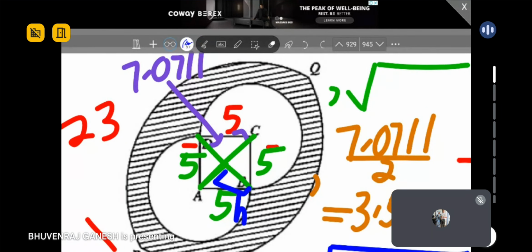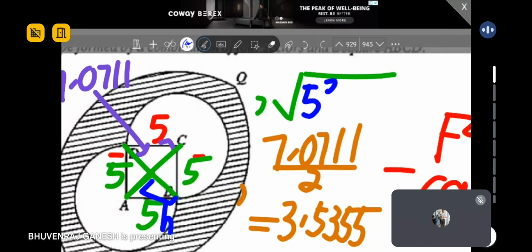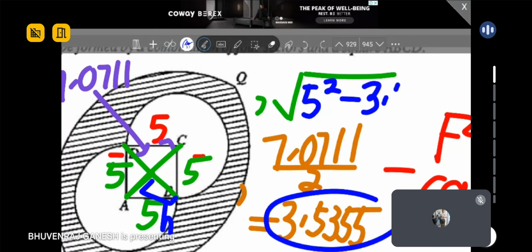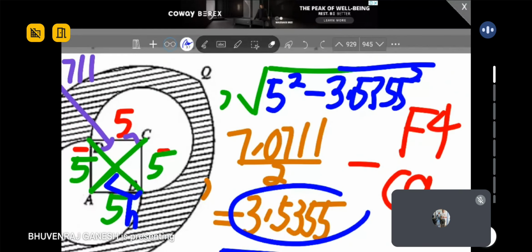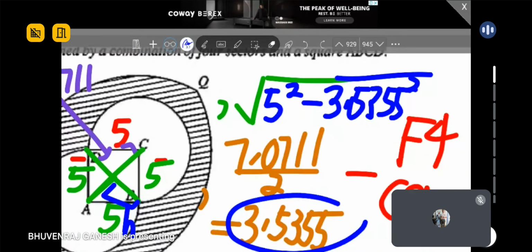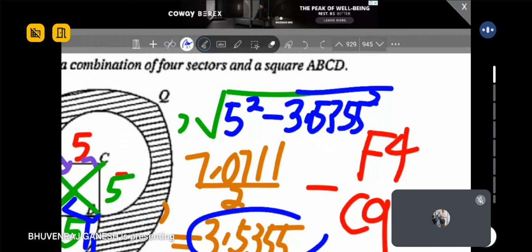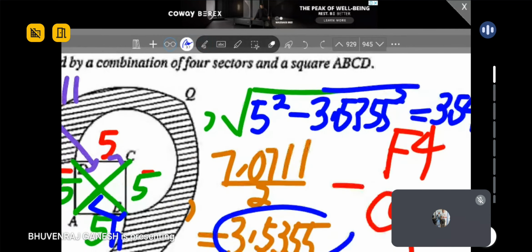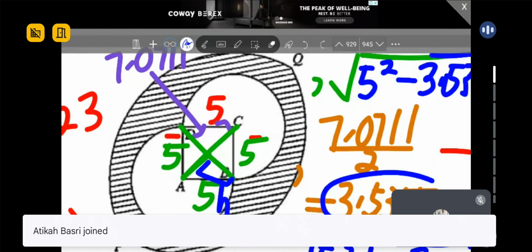Okay, so you just take the hypotenuse, 5 square. Okay, and then just now was 7.0711, am I right? And then you divide by 2, you get this value. This is your base length. Okay, the base. So you take 3.355 square. So you can find the height of the triangle. Okay, if you press the calculator, you should get the same answer, 3.53 or 3.54. Okay, 3.54 cm as your height of the triangle.